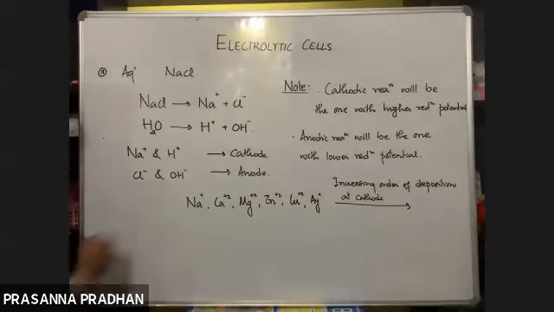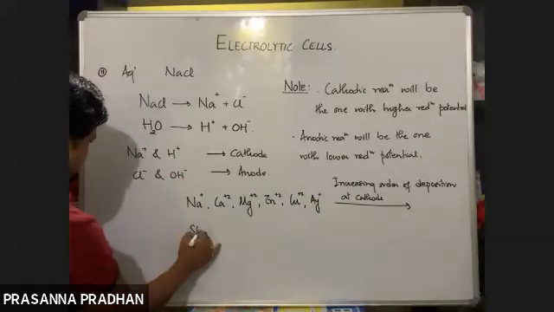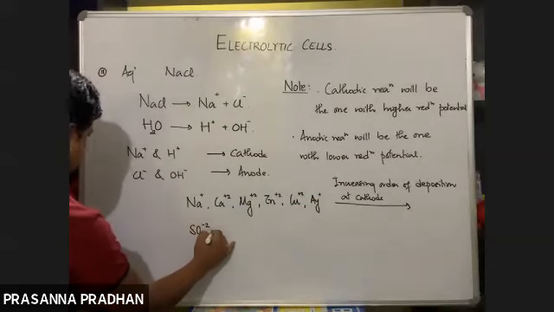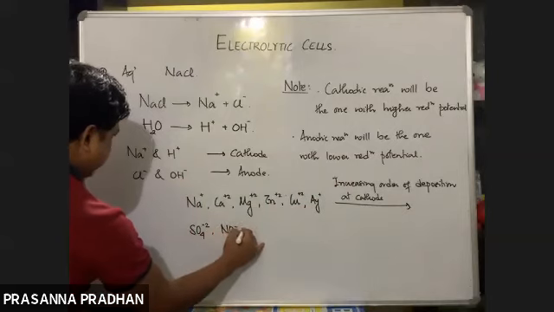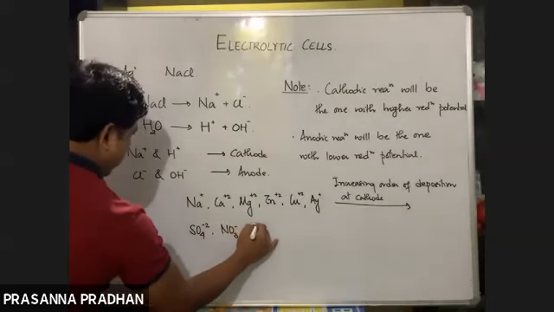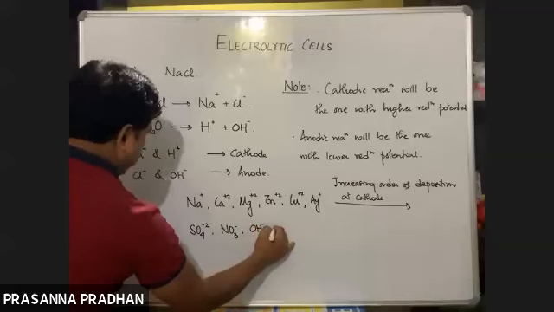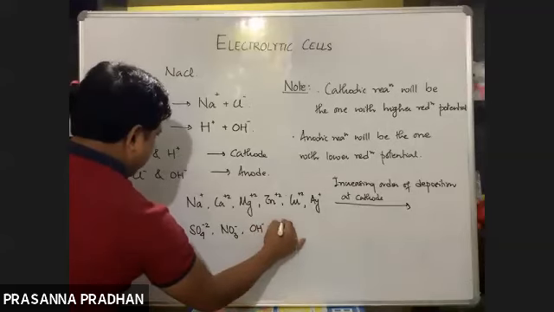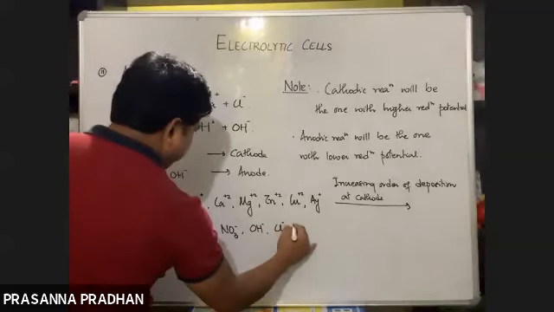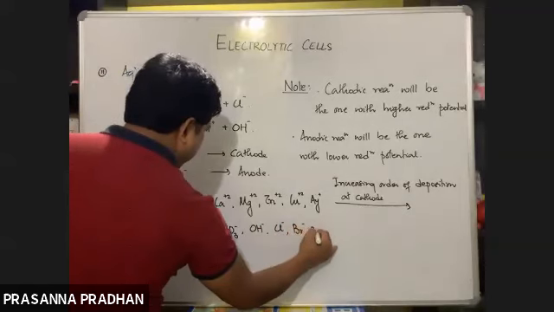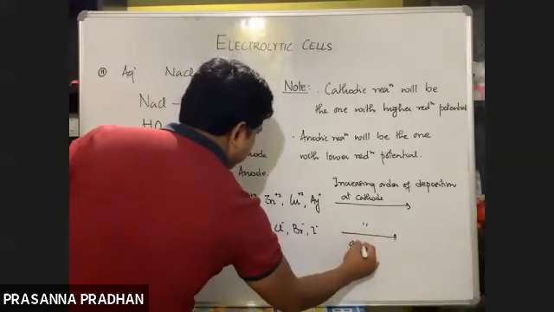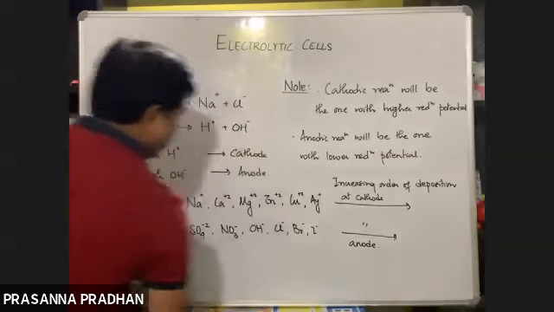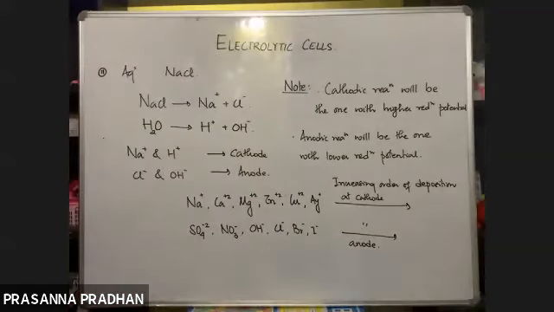For anions, again we have sulfate ion, nitrate ion, hydroxide ion, chloride ion, bromide ion, iodide ion. Again, these are arranged in increasing order of deposition at the anode.